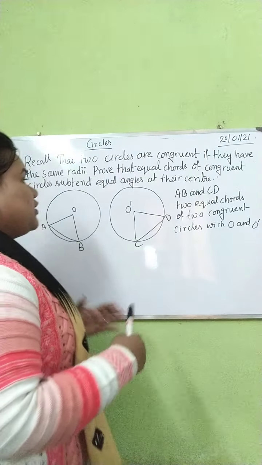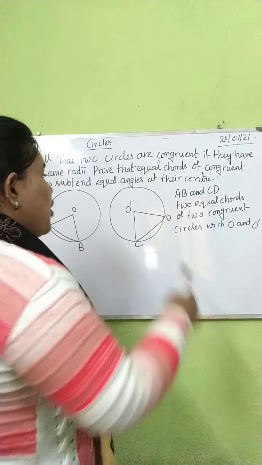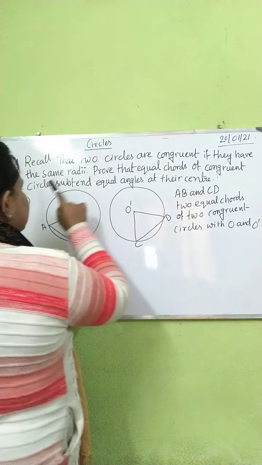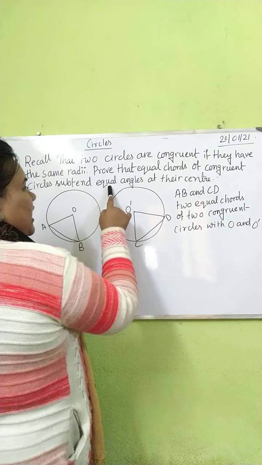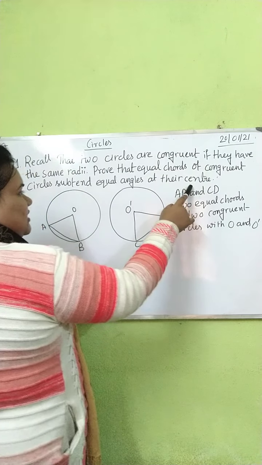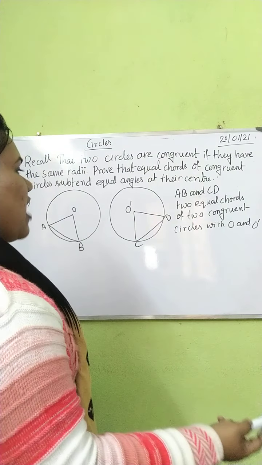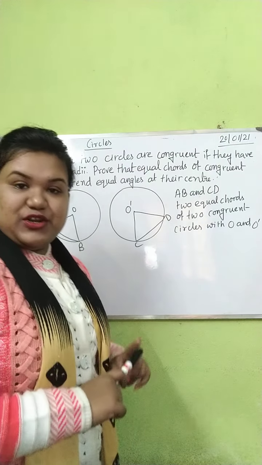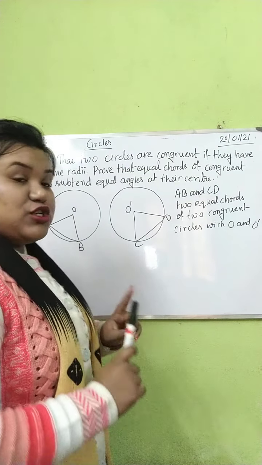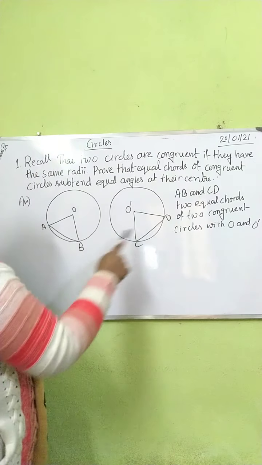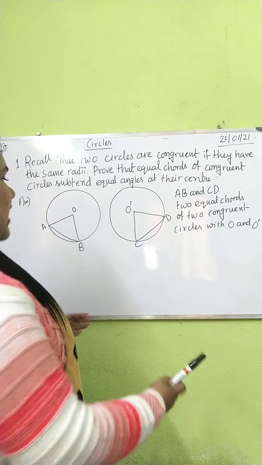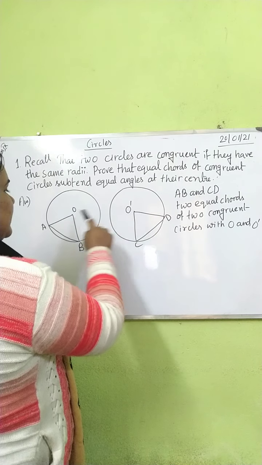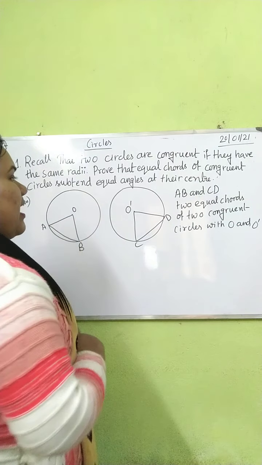We know that. So based on this theorem, we have to prove that equal chords of congruent circles subtend equal angles at their centers. So based on this, we have to prove that if two circles are congruent and have two equal chords, then the angles subtended by the chords at the centers will be equal.